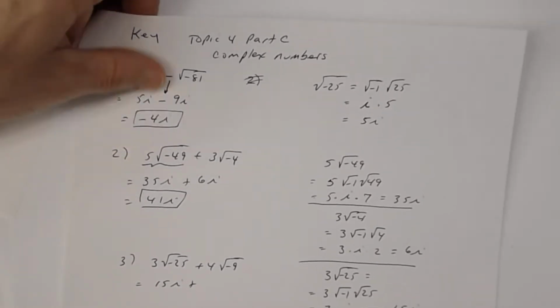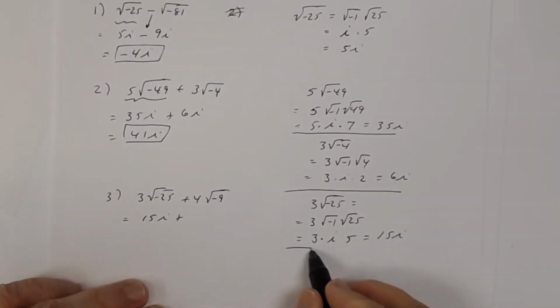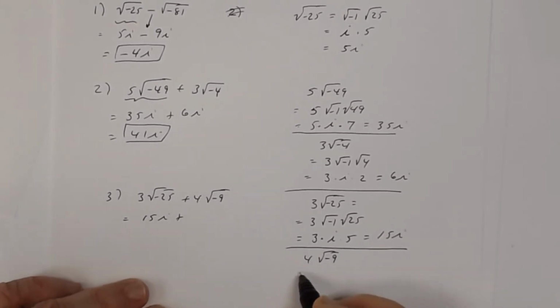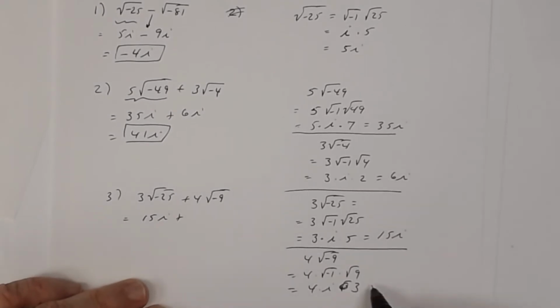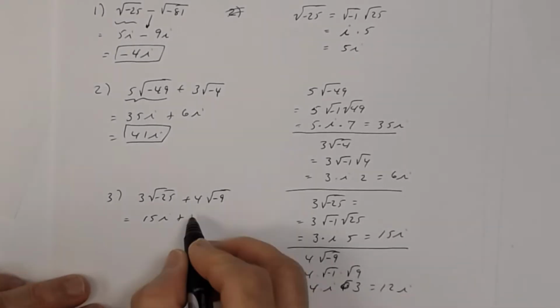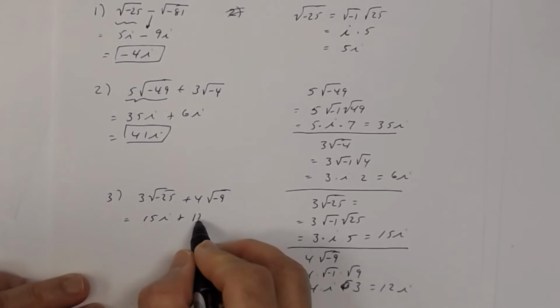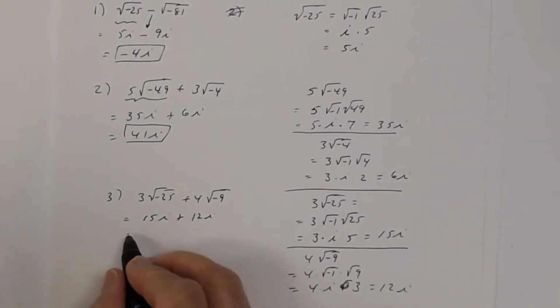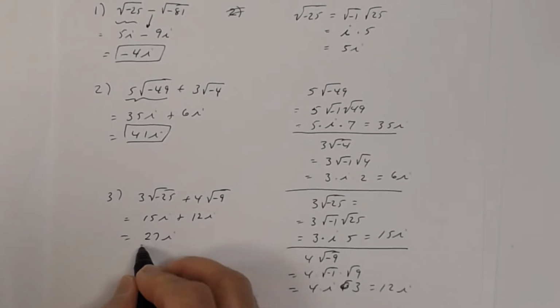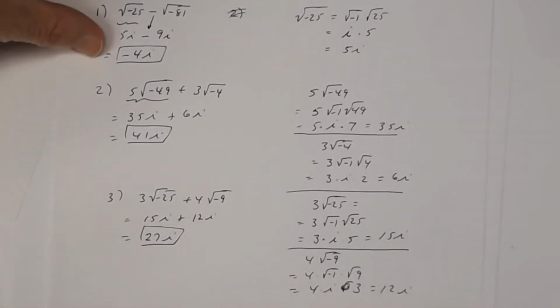So this becomes 15i plus, and then we do the same thing with 4 times the square root of negative 9. I have 4 times the square root of negative 1 times the square root of 9. So that's 4 times i times 3, because the square root of 9 is 3. So that's 12i. So this becomes 15i plus 12i, and 15i plus 12i is 27i. Okay, number 4.